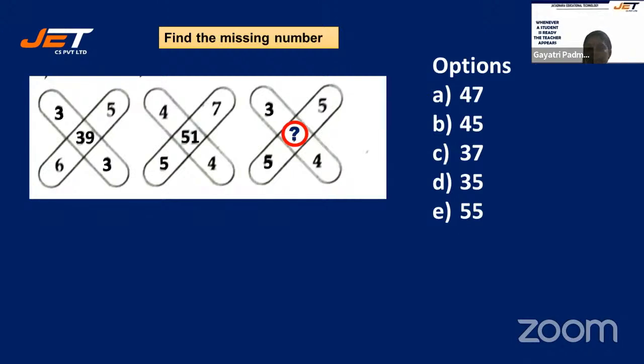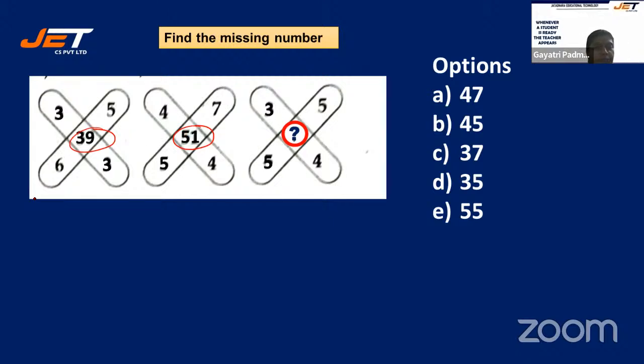We have 3, 5, 6, 3 and in the middle 39. 4, 7, 5, 4 and in the middle you have 51. Likewise, 3, 5, 5, 4. In the middle, what could be the number? Right? So what should you do? You should try to get the connection. Yes, your 30 seconds is already started. Try to get the connection of these two numbers using 3, 5, 6, 3. Right? So then you will be able to understand.